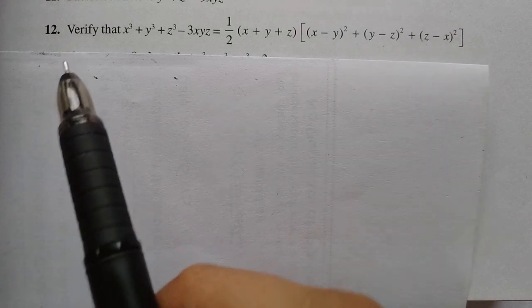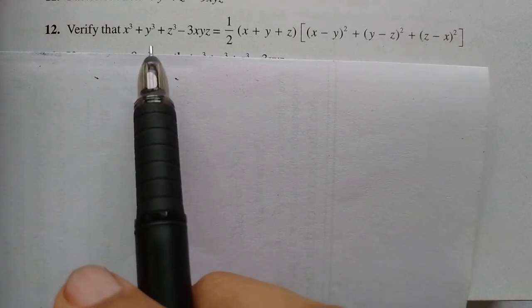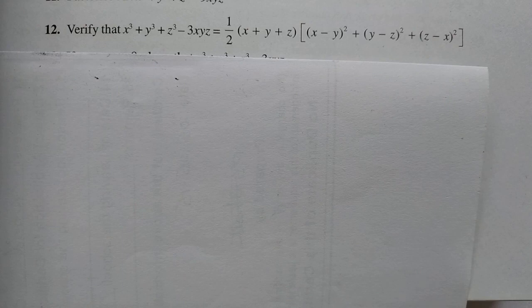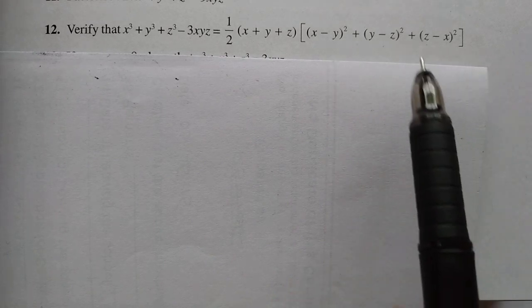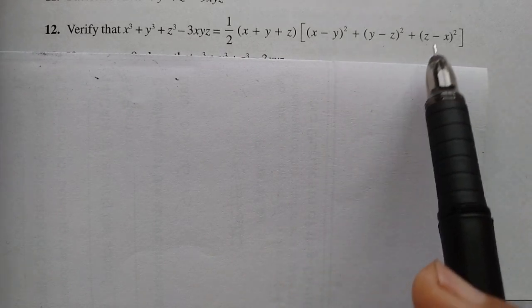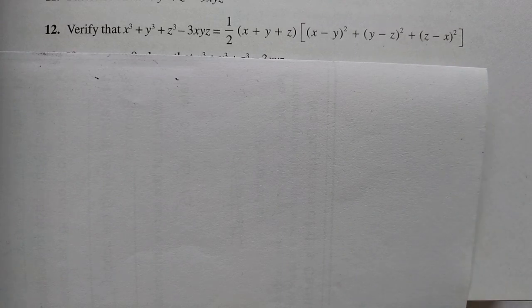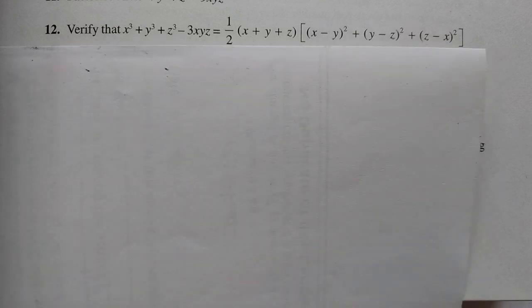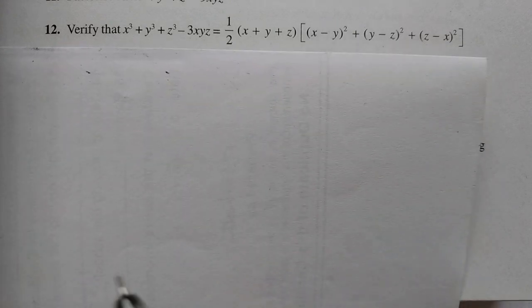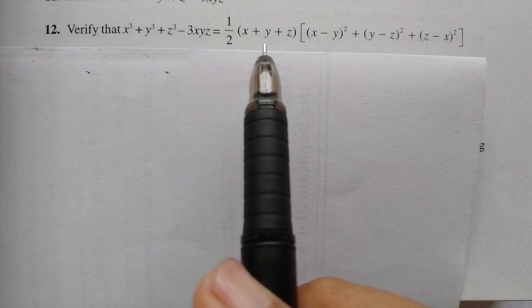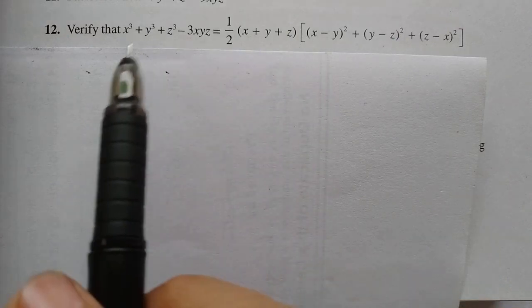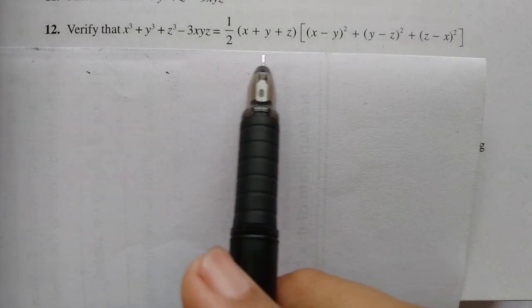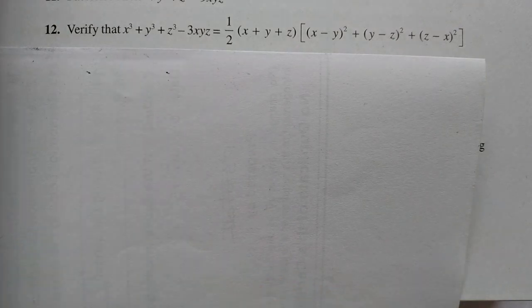Question number 12, children. Verify that x cube plus y cube plus z cube minus 3xyz equals half x plus y plus z, into x minus y whole square plus y minus z whole square plus z minus x whole square. Children, it looks like a difficult sum, right? But very easy, children. Here we will proceed from RHS, children. In question number 9 also we verified that way; from RHS to left hand side we went. Here also we will go from RHS to LHS.